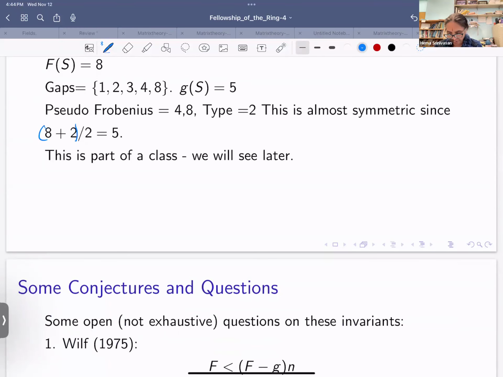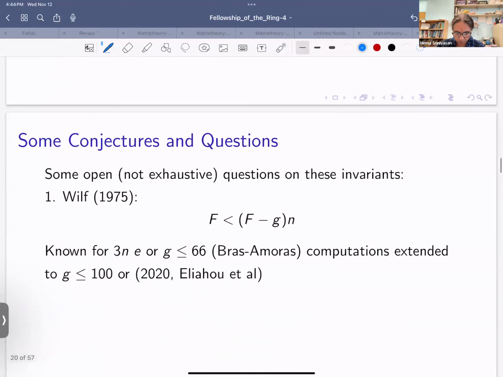There are lots of conjectures involving these various invariants in the numerical semigroup. I'm not going to mention all of them. One of the most famous ones is the Wilf conjecture, which is a bound on the Frobenius number in terms of the number of elements that are there. These are the gaps, and then n is the embedding dimension.